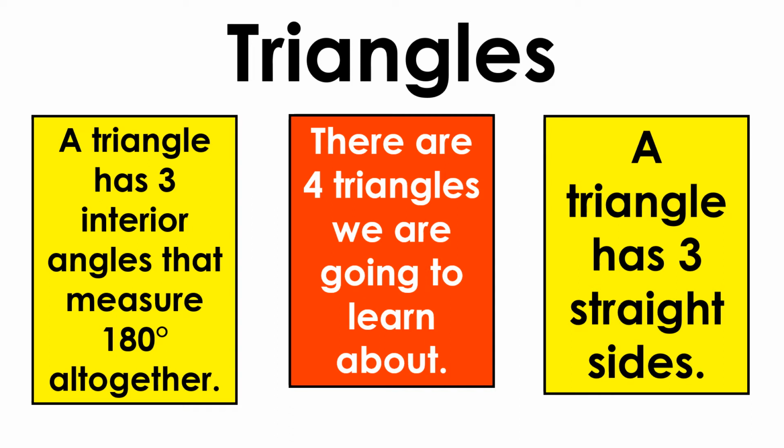Interior, if you remember from when we were learning about the four different angles and we used the word raw to help us remember it, interior means on the inside. There are four triangles we are going to learn about today. And just something that I'm sure you already know, a triangle has three straight sides.